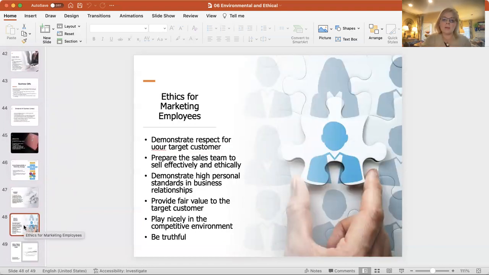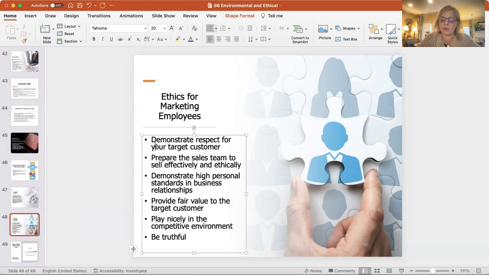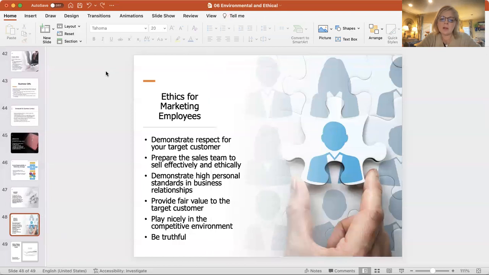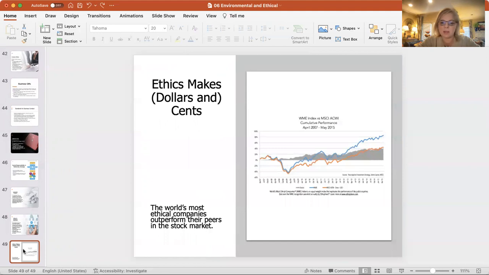Ethics for marketing employees. We need to demonstrate respect for the target customer. You need to prepare the sales team to act effectively and very ethically, because things can get a little bit sideways in negotiation sometimes. Provide fair value, fair communication and fair representation, and be competitive but not cutthroat. Be truthful always. These are things to consider for a marketing employee in terms of being ethical.